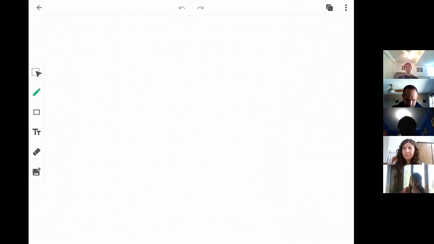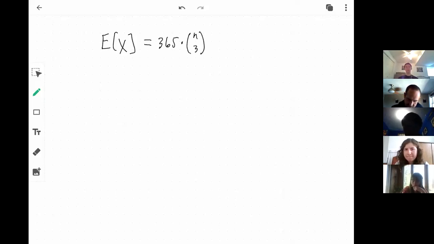The expected value of X is going to be the expected value of the sum of those indicators. So it's going to be the sum of those probabilities, correct? Mhm. And so I think we're going to get 365 times those probabilities. N choose 3 times 1 out of 365 raised to the third, times 364 out of 365 raised to the 97.